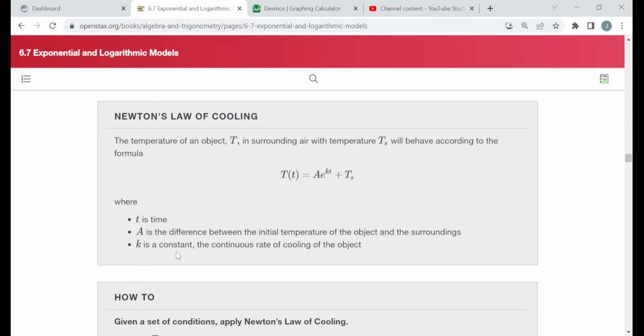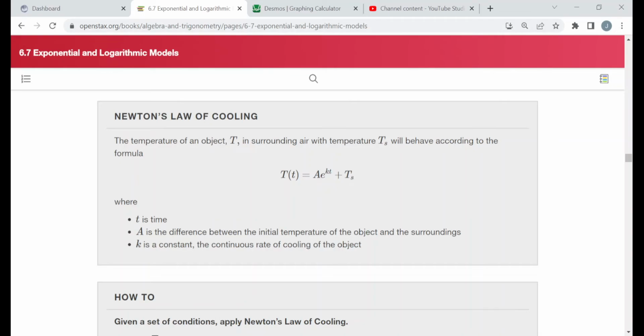And k is also a constant, the continuous rate of cooling of the object. You'll see that when we're cooling, k will end up being negative. If for some reason something was heating up, this also works for warming, and k would be positive. But again, I will write out this model for every problem we do, and let's just get into it.